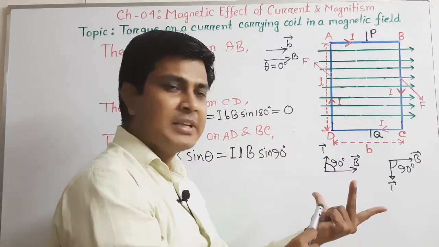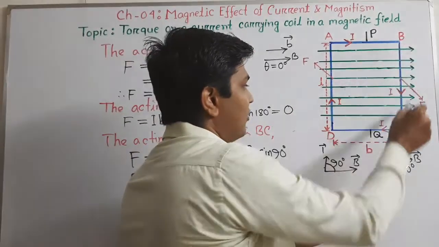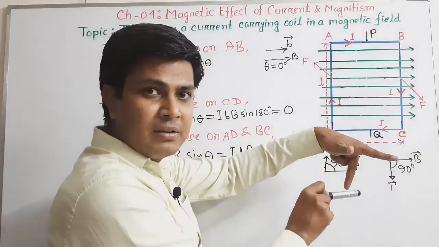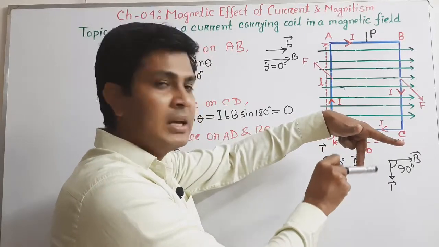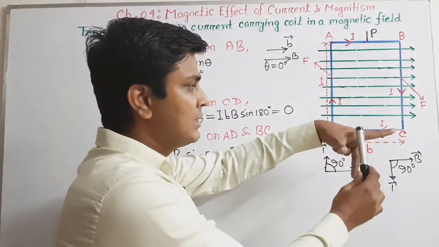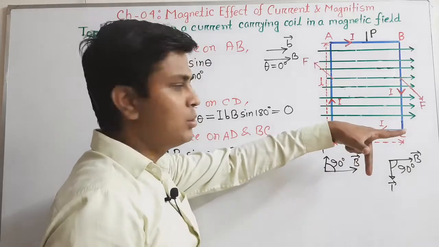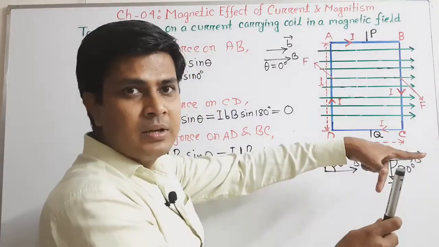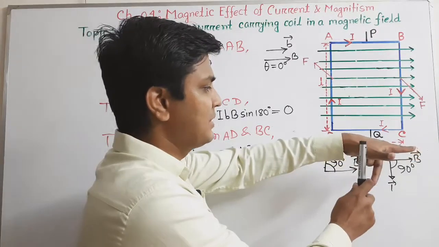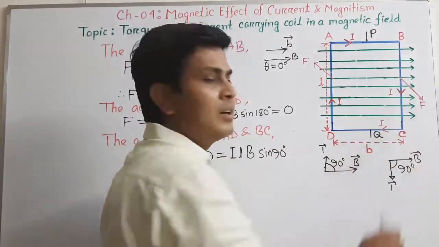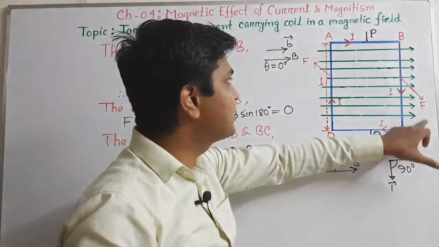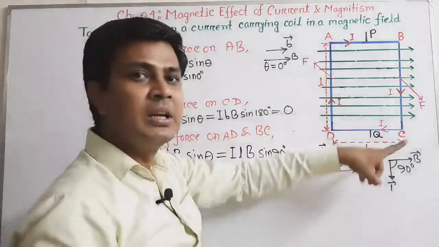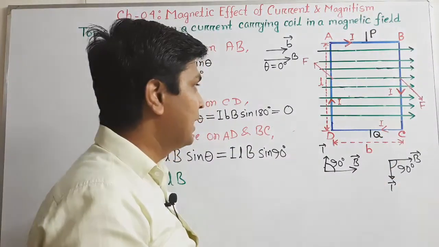By Fleming's left-hand rule, on the sides BC of the rectangular coil, this is the direction of the current and this is the direction of the magnetic field. So the direction of the force will be outside of the field, in that direction. So this is the force, the direction of the force acting on line BC due to the flow of current.